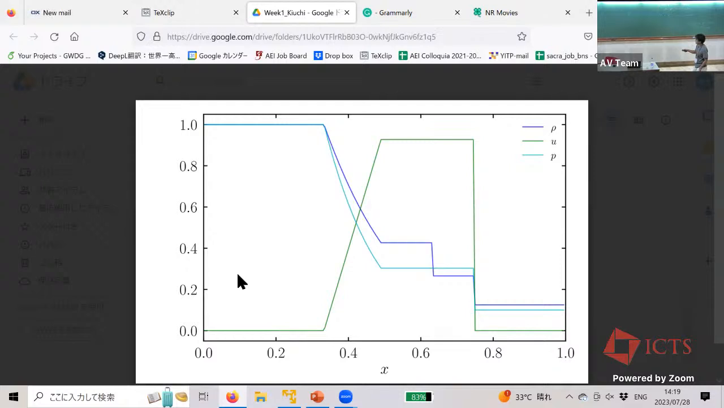So this is a solution for the problem in non-relativistic hydrodynamics. So do you have any question or comment for this Python script? No? Okay.